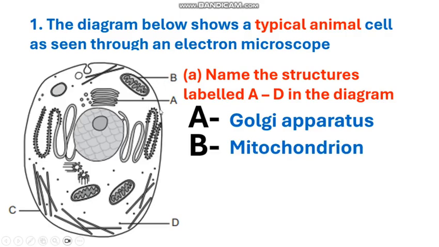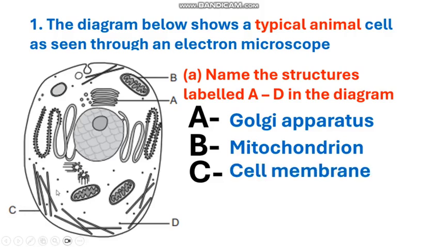So we now move on to the part labeled C. The part labeled C, you can see it's the outer line that is labeled this one. So this outer line is called the cell membrane. It's the one that is in charge of allowing some substances to enter and leave the cell. Now we come to the part labeled D, which is this one right here. These smaller black dots, this part labeled D, is called the ribosome. So we have answered our question 1A.